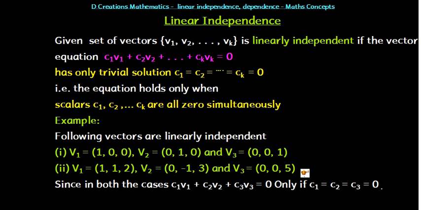Similarly, you can have another set of vectors (1, 1, 2), (0, minus 1, 3) and (0, 0, 5). Even in this case, the statement c1v1 plus c2v2 plus c3v3 is equal to 0 will hold only if c1 is equal to c2 is equal to c3 is equal to 0. So hence, this kind of a set is called a linearly independent set. All the vectors are linearly independent.